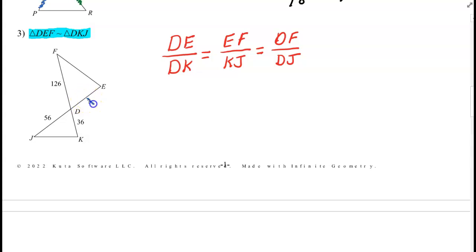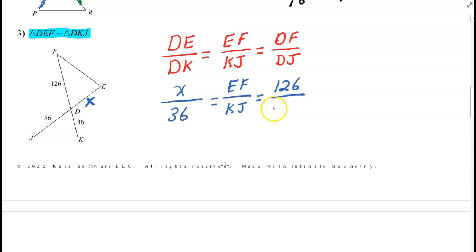Again, I'm going to call the question mark x, and DE is x, DK is 36, EF I don't know, so I'm just going to call it EF, KJ I don't know, so I'll just leave it as KJ, DF is 126, and DJ is 56. So for this particular problem, I'm going to use the outside ones here and ignore that middle.